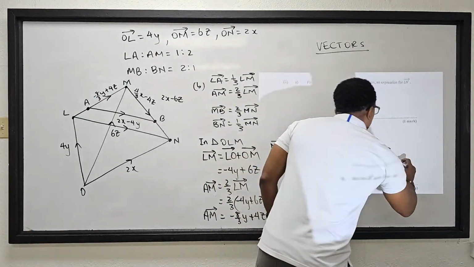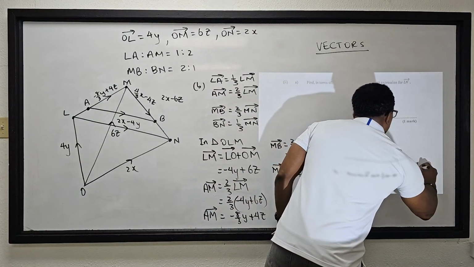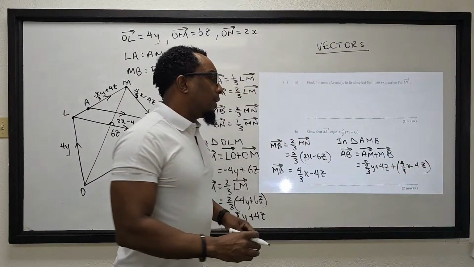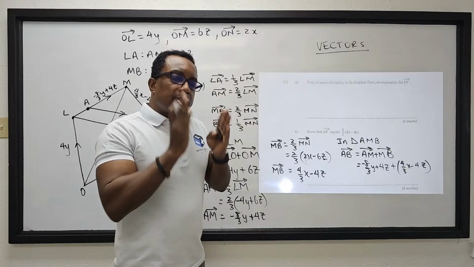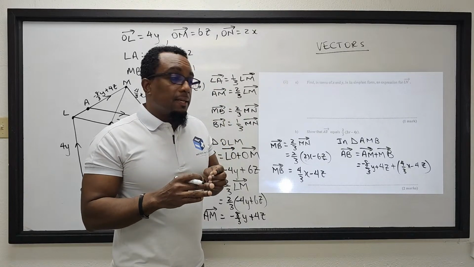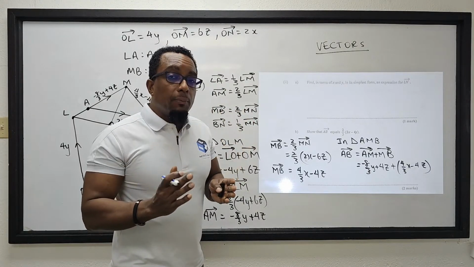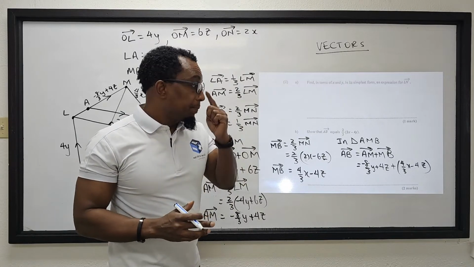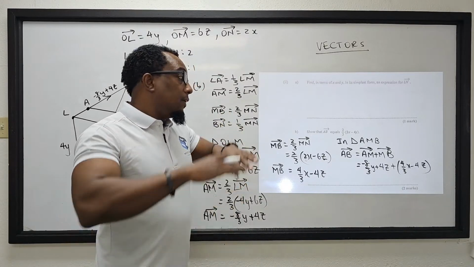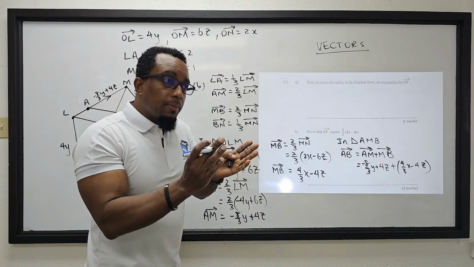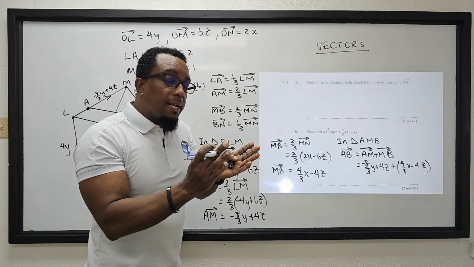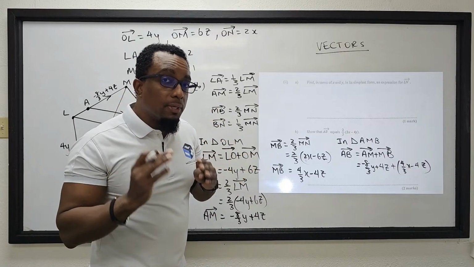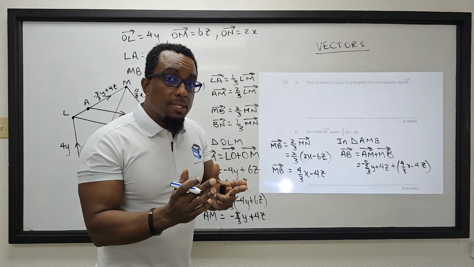I'm going to put the 4 over 3x minus 4z in brackets, because once you have a sign or number, whether it's positive or negative, in front of an expression with two or more terms, you make sure you place the expression in brackets. Don't forget that. Once you place an expression immediately after that sign or number, and that expression has two or more terms, make sure the expression is in brackets.